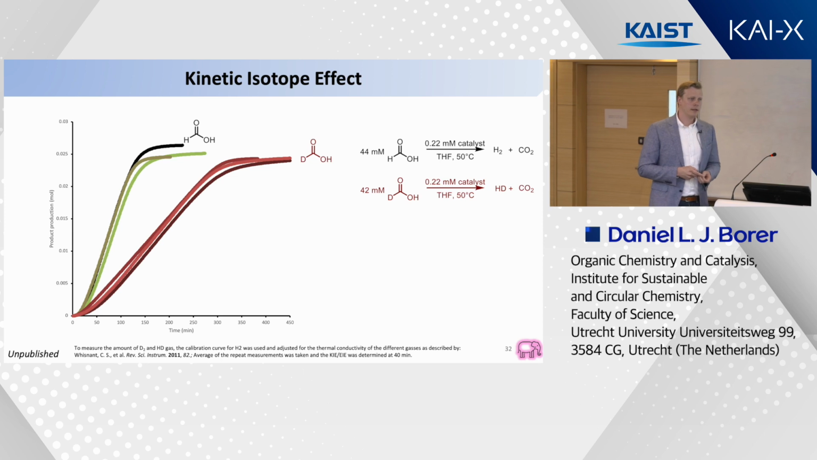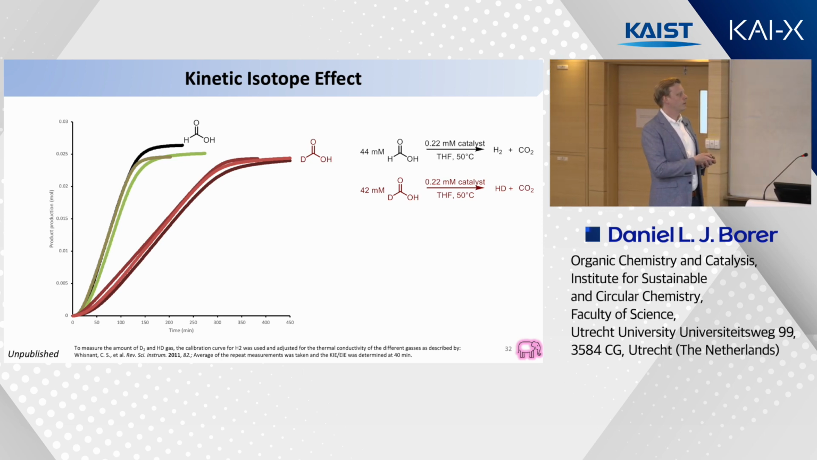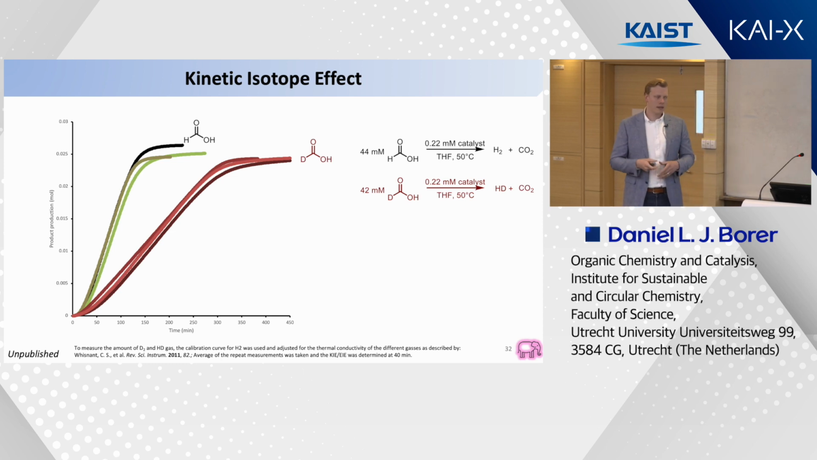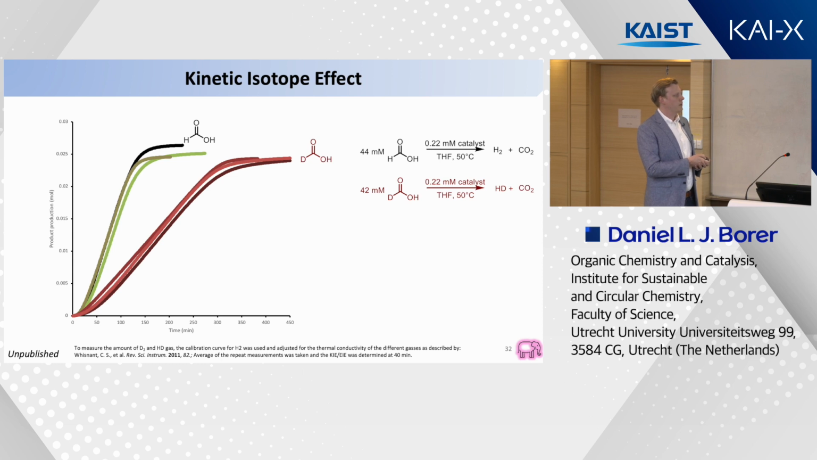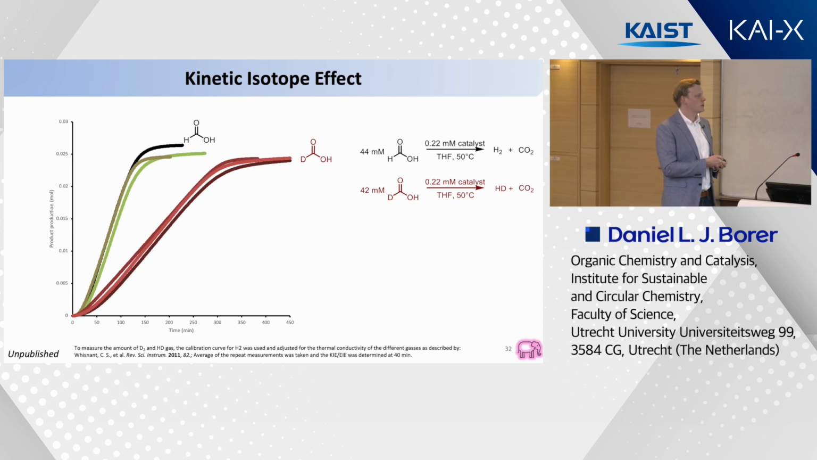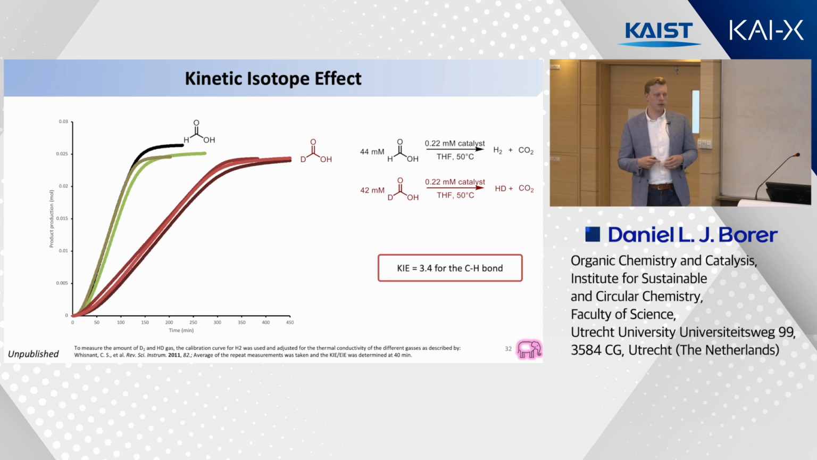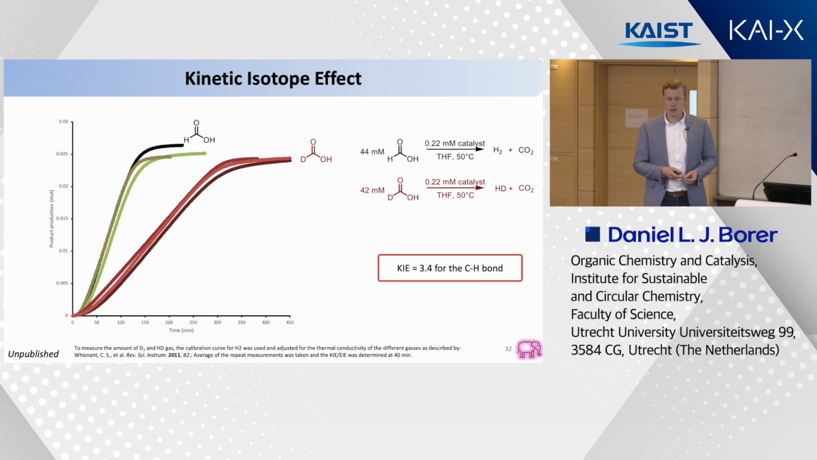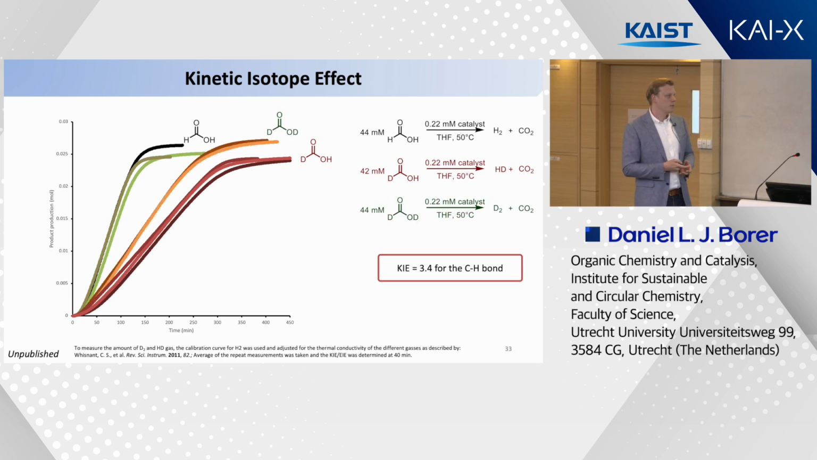So first we were looking at the kinetic isotope effect. What is going on here? So if we take formic acid, here we've done the reaction in triplicate. So you see there's some variation in the data, but it seems to be rather consistent. If we then use deuterated formic acid, where we selectively put a deuterium on the carbon, we see that the reaction slows down, which indeed is very consistent with the rate determining step being the beta hydrogen elimination. So we have a kinetic isotope effect of 3.4 for the CH bond, which is very similar to other formic acid dehydrogenation catalysts. However, something strange happens when we use the di-deuterated formic acid.